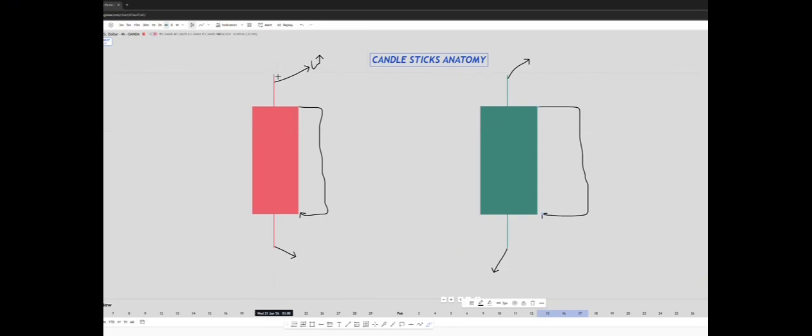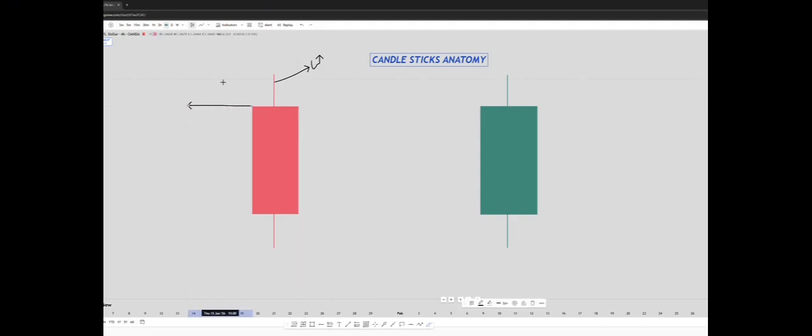Now, this is the high of the candle, and this is the low. This is the highest point this particular candle got to, and this is the lowest point this particular candle got to. Then we have the open. This is the open of these candlesticks. This is where the movement of the candlestick started.